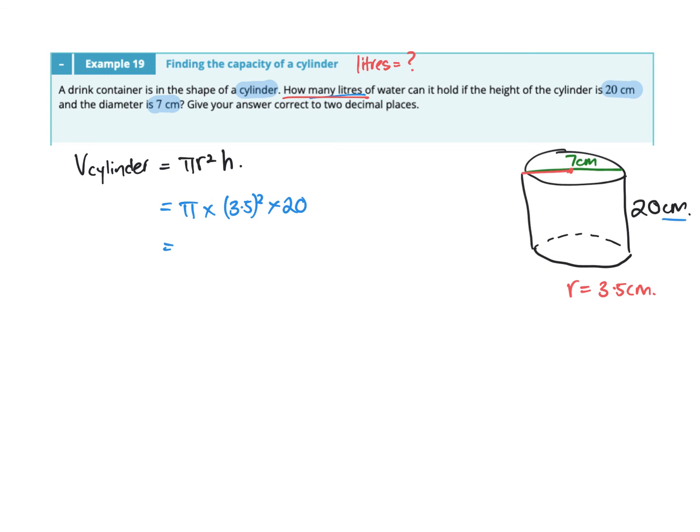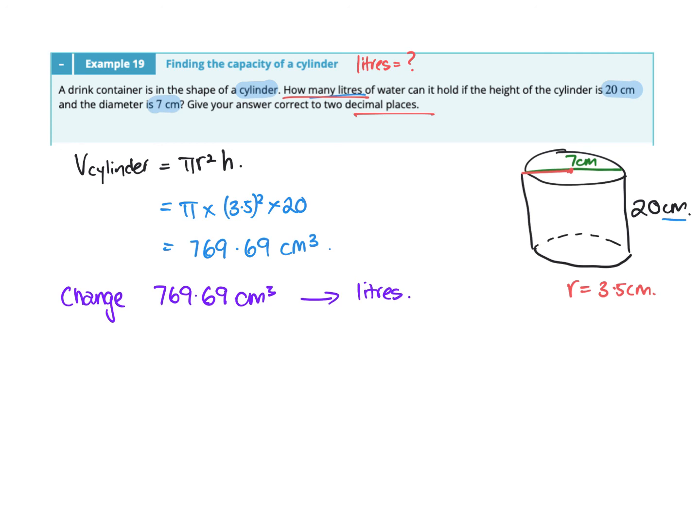Okay, so it also said in the question to 2 decimal places. So when I write this answer, I'm going to write it in 2 decimal places, so 769.69. Now this is centimetres cubed, okay? So now, because we really want the capacity, so we want litres, we need to change 769.69 centimetres cubed to litres.